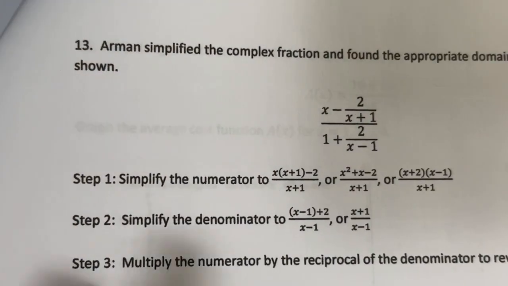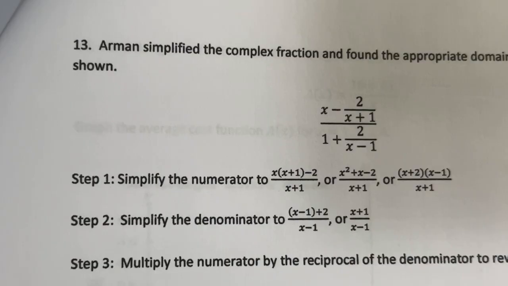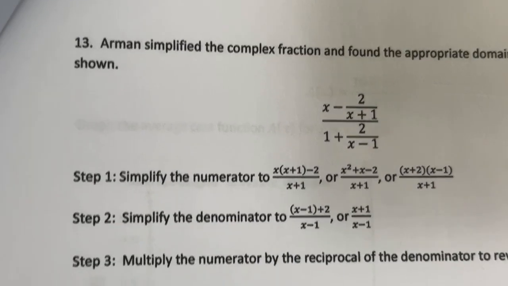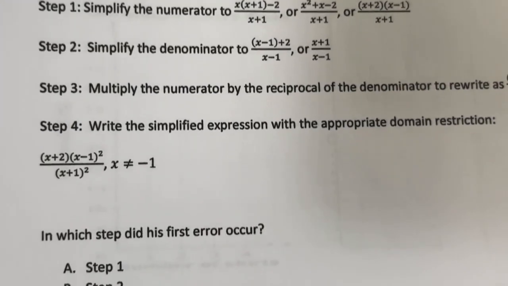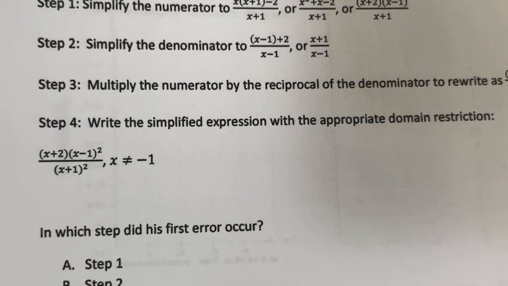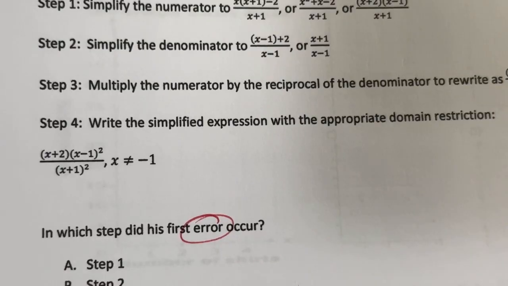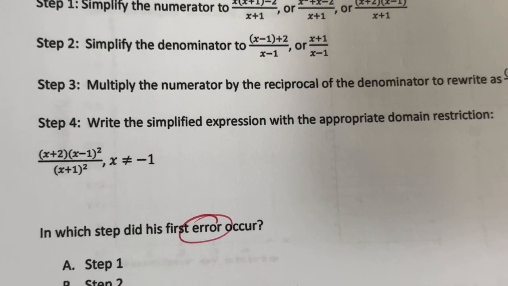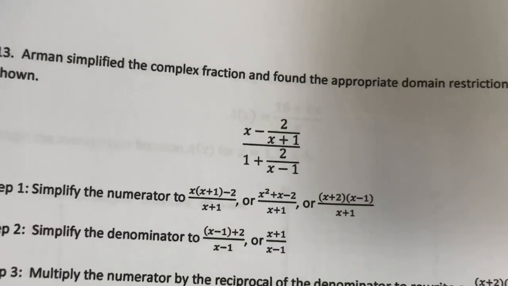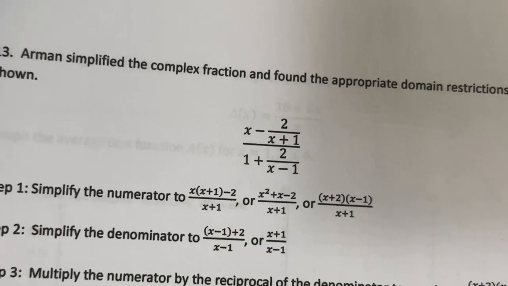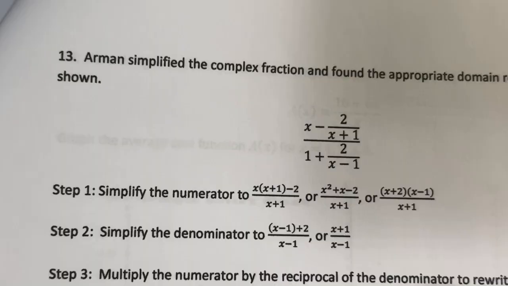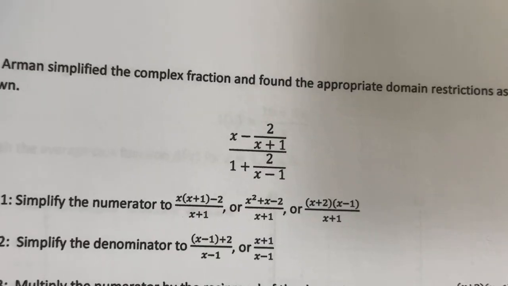Number 13. Okay. So it says, Armin simplified the complex fraction and found the appropriate domain restriction as shown. So it shows all of his steps, step 1, step 2, step 3, step 4. In which step did his first error occur? Okay, so we're trying to find a mistake again. The best way to find a mistake is to actually do the whole problem out and verify steps as you go. So step number 1, he simplified the numerator, and so let's simplify the numerator.